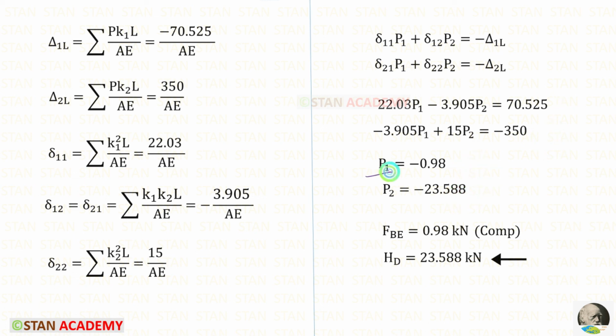We know that P1 is FBE. For that, we have got a negative value. That means the assumption is incorrect. We assumed that P1 is a tensile, but actually it is compressive. For P2 also, we have got a negative value. We have assumed HD to be acting towards the right side, but actually it is acting towards the left side.